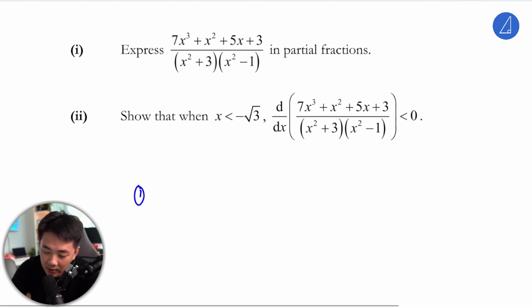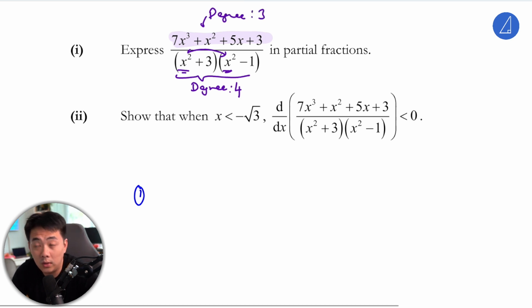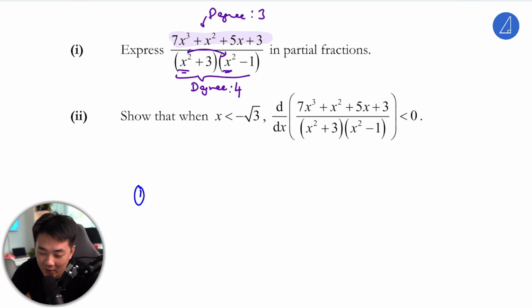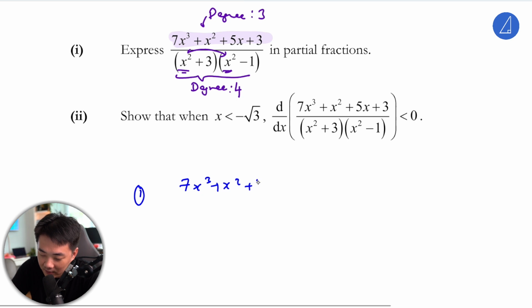First thing is to make sure that the degree above is lower than the one below. The below is degree 4, because if you multiply this out, it is power 4, and the degree here is 3, so it's fine. You don't need to do a long division. If you needed to, it would be very terrible. So anyway, just write this down: x cubed plus x squared plus 5x.